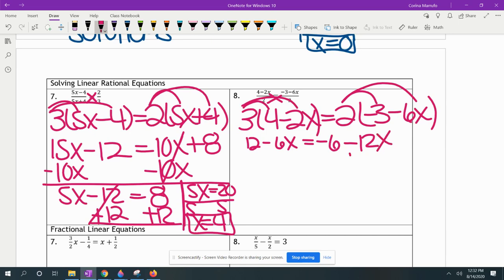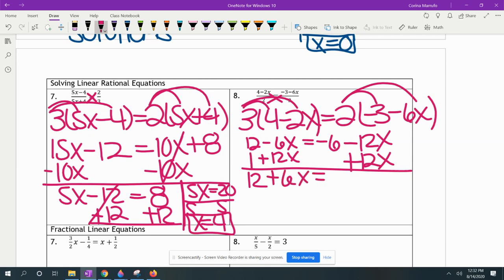We're going to get the x's together on one side. So I'm going to move this 12x to the other side. Negative 6 plus 12x is going to give us 6x. So positive 6x. And I just brought this 12 down. Equals negative 6. And then these 12s canceled out.